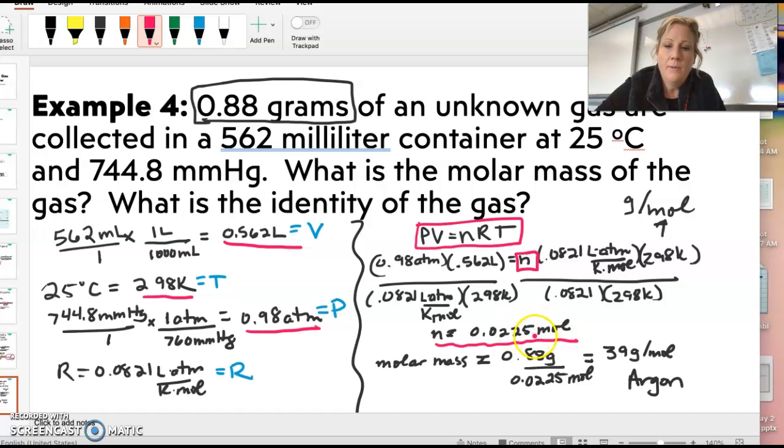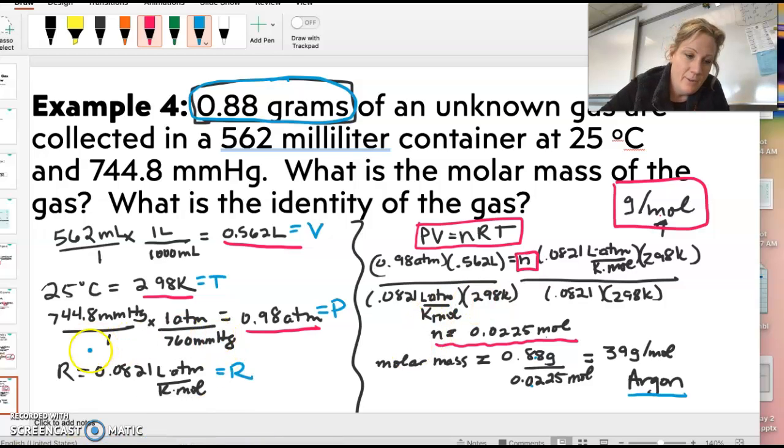0.0225 moles. And because we know molar mass is the number of grams of that substance in 1 mole of that substance, I'm going to use the mass that was given and divide by the moles that I just calculated, and I get 39 grams per mole. Then I look on the periodic table, and the element that is closest to that is argon. That's all I have. Hope that helps.